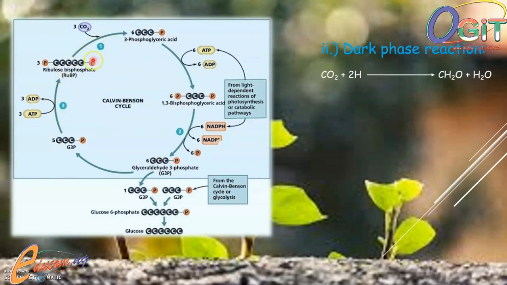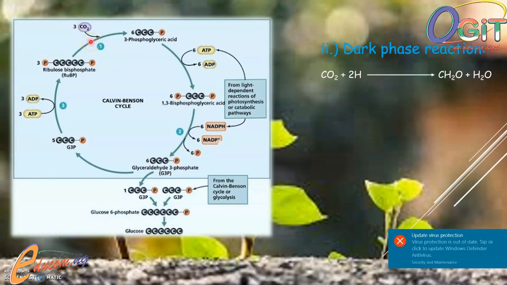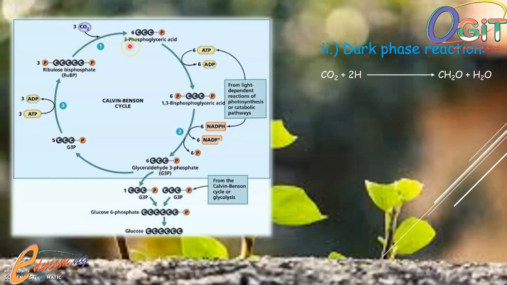Now to look at it one by one. The carbon dioxide, which is an essential element needed for this process to take place, is incorporated into a 5 carbon compound known as ribulose bisphosphate. This will form 3-phosphoglyceric acid, which will use the ATP that is formed during the light phase reaction, as we have said. This will become 1,3-bisphosphoglyceric acid.